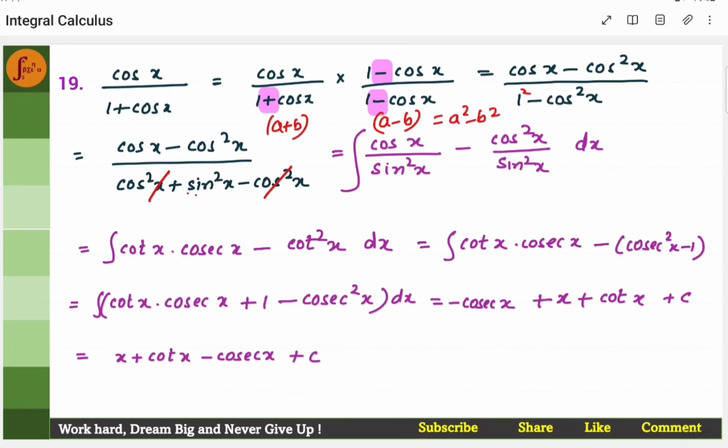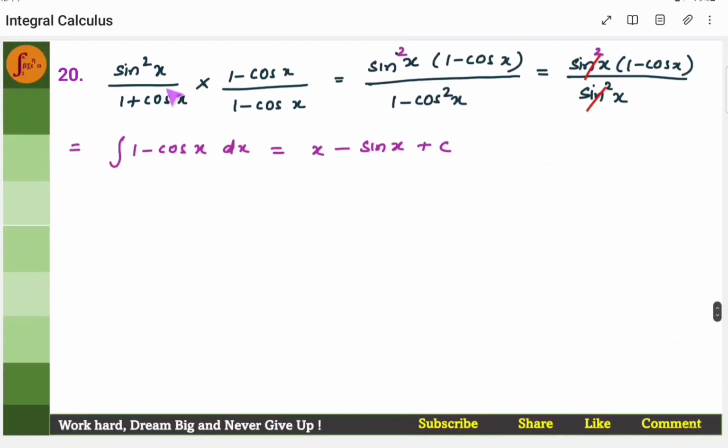So, I can write 1 as cos square x plus sin square x. So, cos square x and cos square will get cancelled. Left with sin square x. Now, I will split it. Right? Cos x by sin square x. Cos square x by sin square x. So, I'll get cot x into cosec x minus cot square x. Now, integral of cot x into cosec x is minus cosec x. And what do I do with cot square x? I don't have the integral for cot square. But cot square I can write as cosec square x minus 1. And then integral of cosec square is cot. Right? And finally I get this.